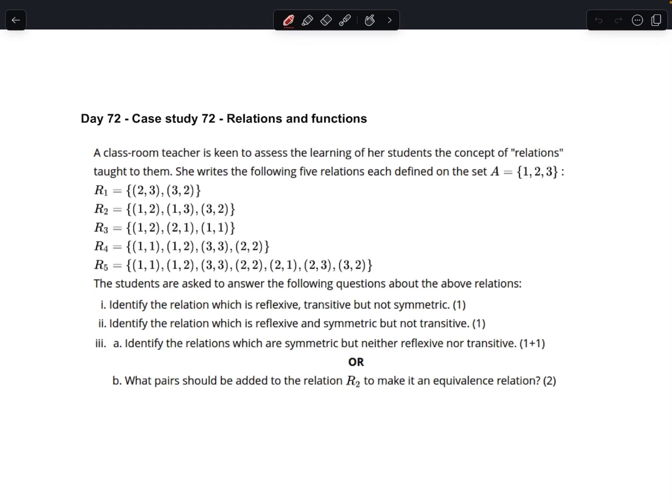Question 1. Identify the relation which is reflexive, transitive but not symmetric. Question 2. Identify the relation which is reflexive, symmetric but not transitive. Question 3. A part. Identify the relations which are symmetric but neither reflexive nor transitive. The B part. What pairs should be added to the above relation R2 to make it an equivalence relation? To answer all these questions, let's first try to understand the relations given.